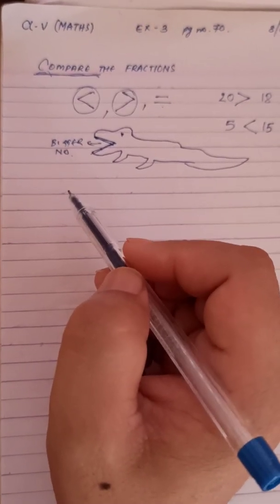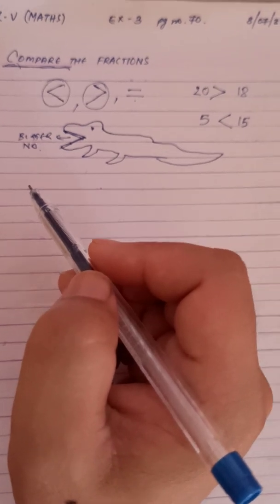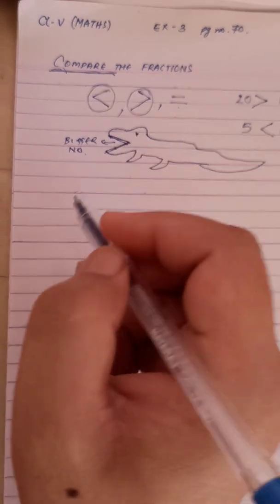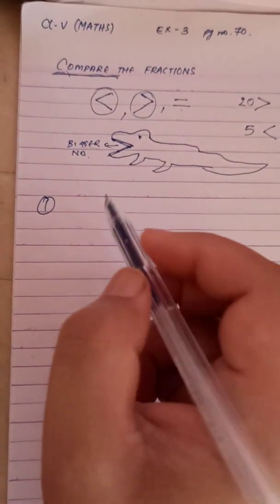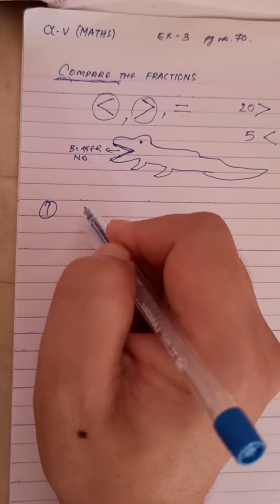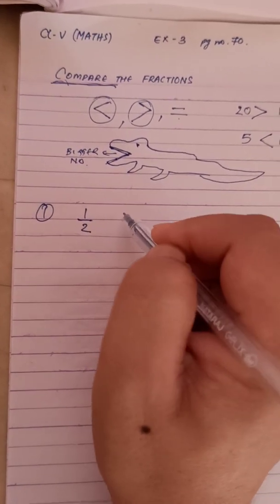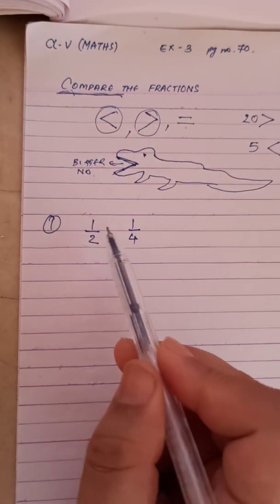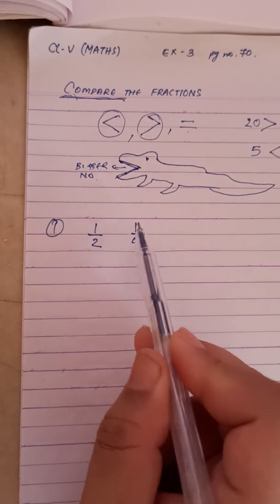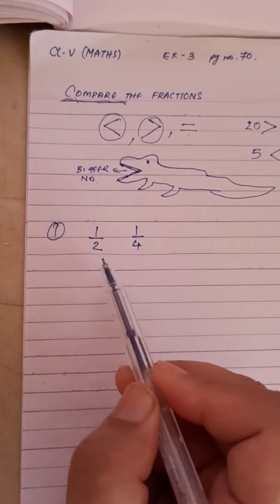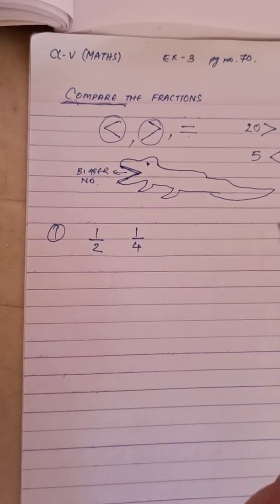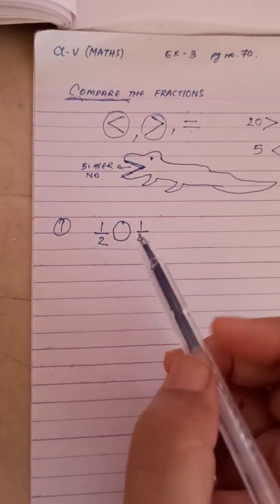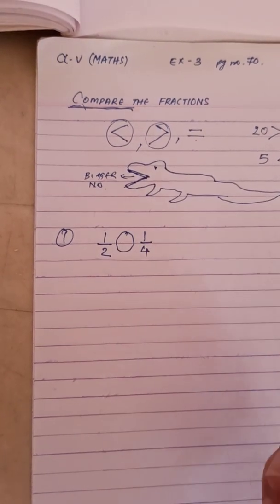Now when you do the comparison of fractions, I will show you the example of three different types of fractions. First type of fraction is with 1 by 2, 1 by 4. You can see in these two fractions the numerators are same, 1 and 1, but the denominators are different. This is one type of fraction. Here is the place where you can write either greater than, smaller than, or equals to.